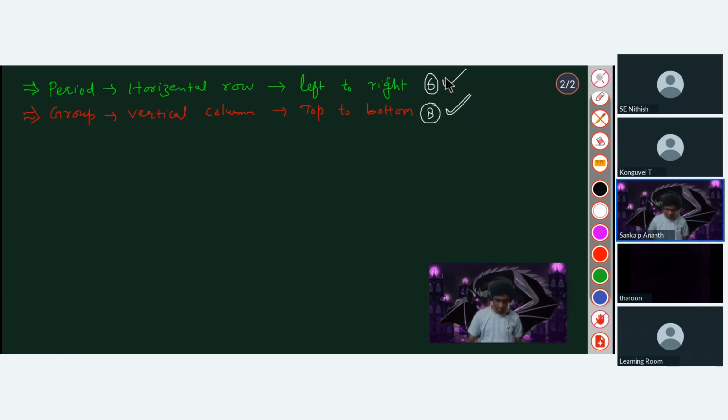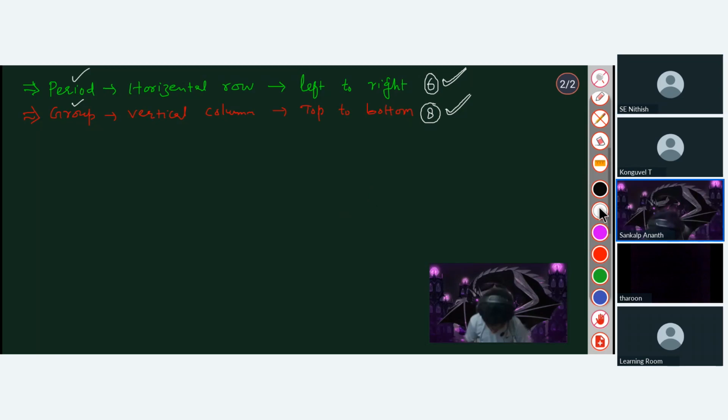Why don't they give Mendeleev's periodic table also, sir? Yeah, Mendeleev's periodic table is there. I will just make that. Mendeleev gave the periodic table. He just arranged all the known elements in periods and groups. So you first have to remember how many periods and groups were there. Then I will make the periodic table, right?